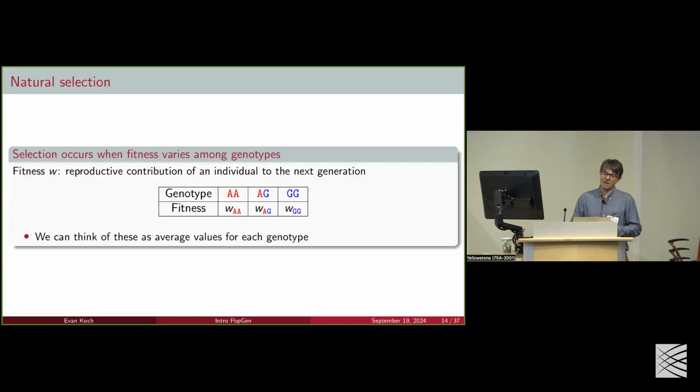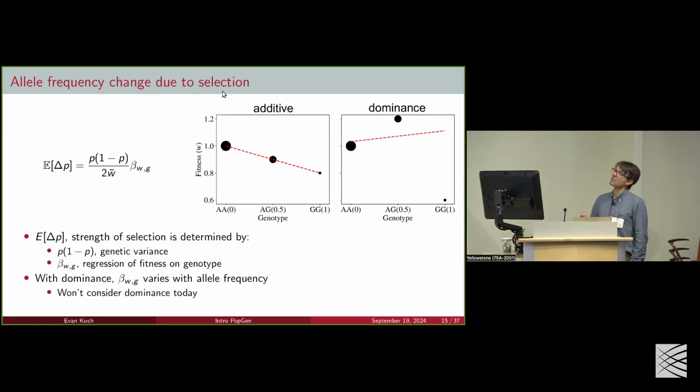Great. So what we talk about when we talk about fitness or natural selection is allele frequency changes that are due to differences in fitness among genotypes. And we can define fitness pretty broadly as the reproductive contribution of an individual to the next generation. And then we would assign fitness values to each of the possible genotypes at our site. We can think of these as average values for each genotype. Then the expected allele frequency change due to selection in each generation is going to be proportional to p(1 minus p), so this sort of genetic variance at that locus, and the regression of this fitness value on the genotype, right? So we can code these genotypes as 0, 1/2, or 1 by the frequency of the allele within that genotype. And then the regression of fitness on that is going to tell us what should happen in that generation on average to the allele frequency.